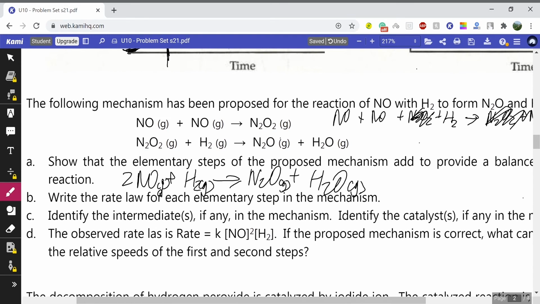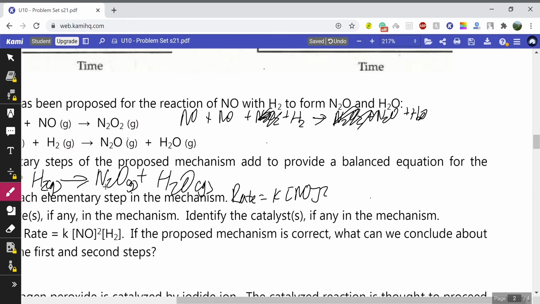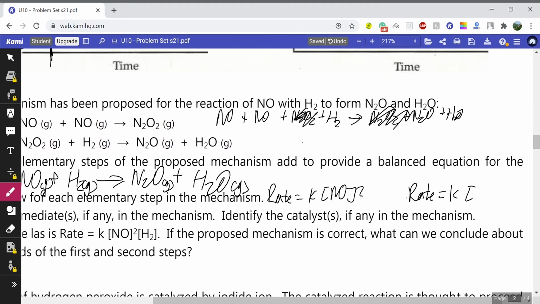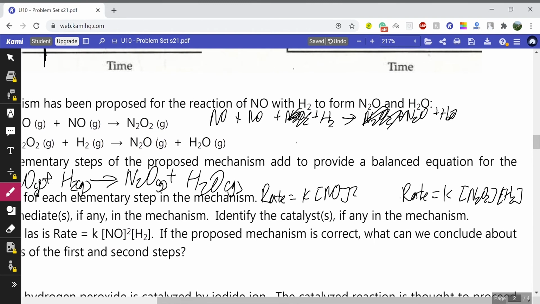Write the rate law for each elementary step. Okay, elementary step 1, elementary step 2. We have rate is equal to K times just the two reactants, NO squared because there are two NOs. That's for the first elementary step. Second elementary step would be rate equals K times the reactants, which is N2O2 times H2. And we're done.